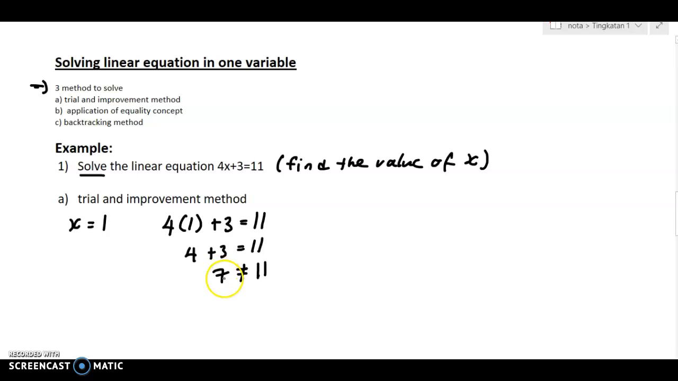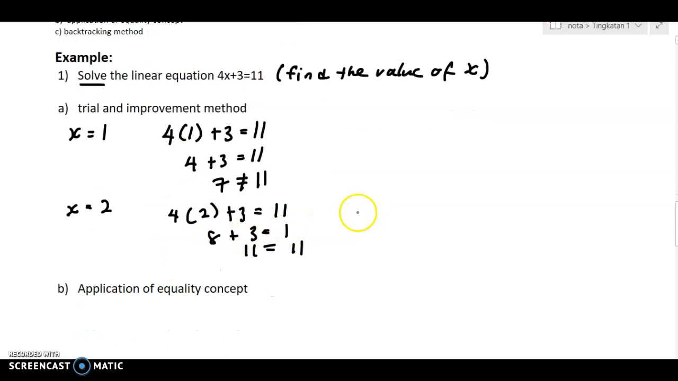So now we can see that the values here are not equal. Here is 7, here is 11. So what I have to do is guess another number. For example, here I guess another number, 2. So x is equal to 2. I replace x with the number 2. 4 times 2 plus 3 equal to 11. So 4 times 2 will be 8, plus 3 equal to 11. So we can see that 11 equals 11. So we can say that the value of x here is equal to 2.